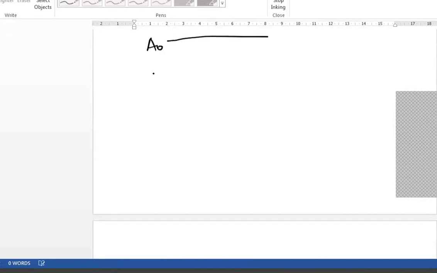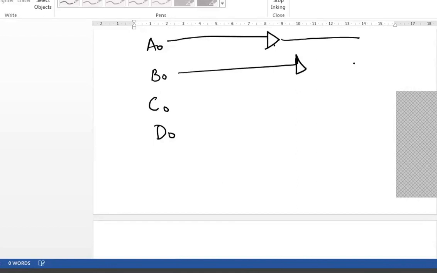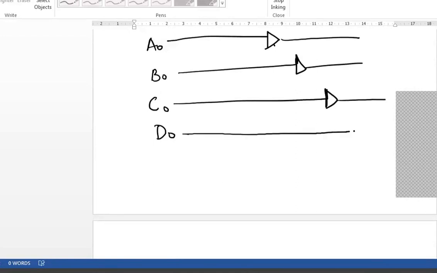Simply, I'll just show you one state. Suppose I have my registers A, B, C, D. I'll connect, suppose, the 0th bit. This is my first bit, second bit, third bit, fourth bit. Let us connect. I'll place a tri-state buffer over here. Right now I have placed just one buffer. But what will I connect this input to? I'll connect it to a decoder.